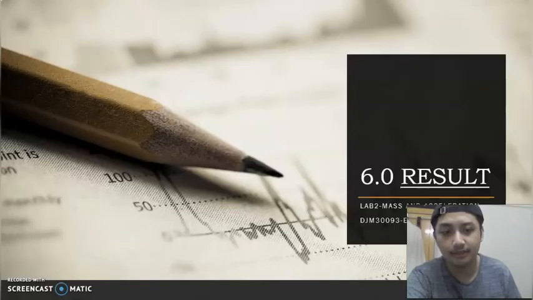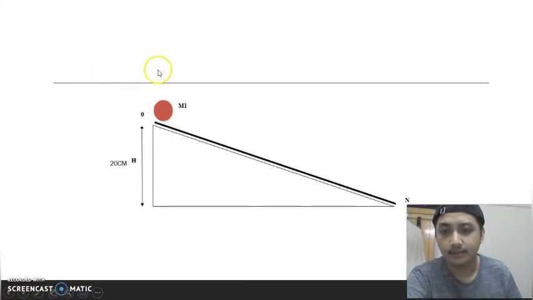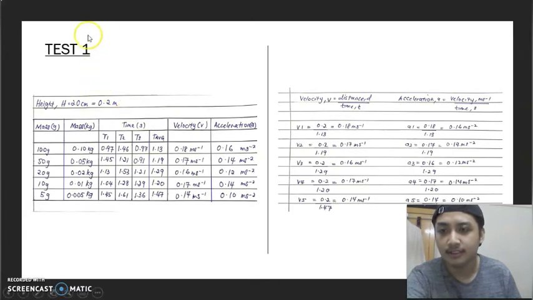So I'm going to proceed to the result, section 6.0. Based on the experiment, this is what it looks like when the apparatus and the material have been set up. In this experiment, we're going to do two tests, test 1 and test 2. Test 1 is 20 centimeters of height and test 2 is 30 centimeters of height. This is the test 1 result table, the data that I received from the experiment.